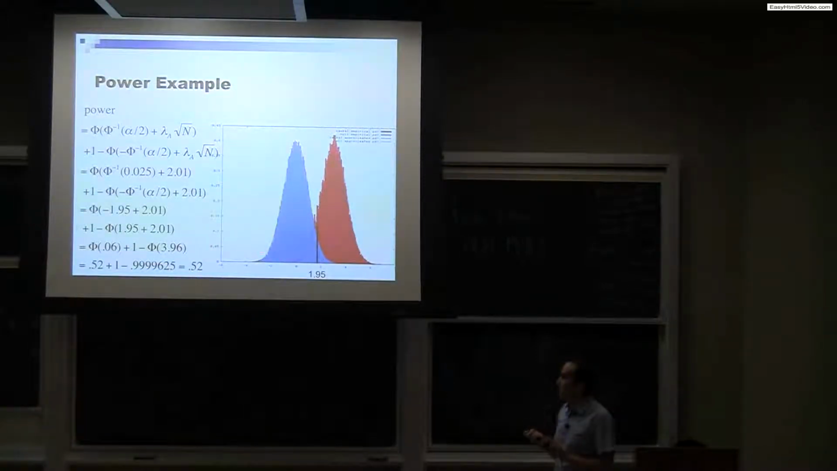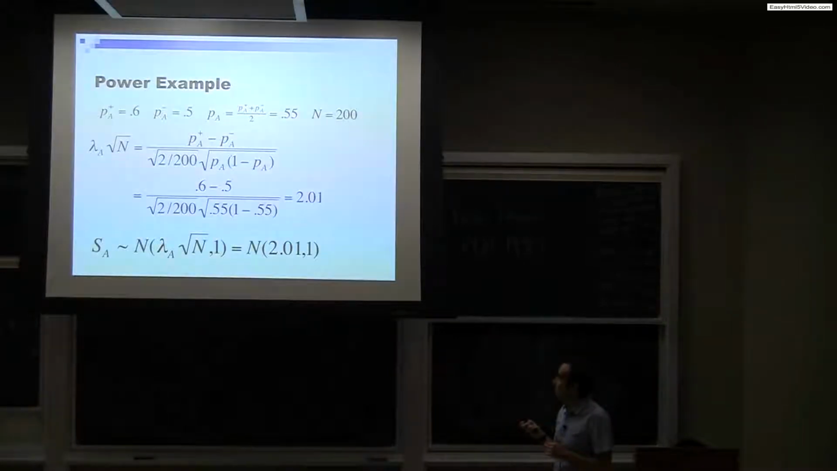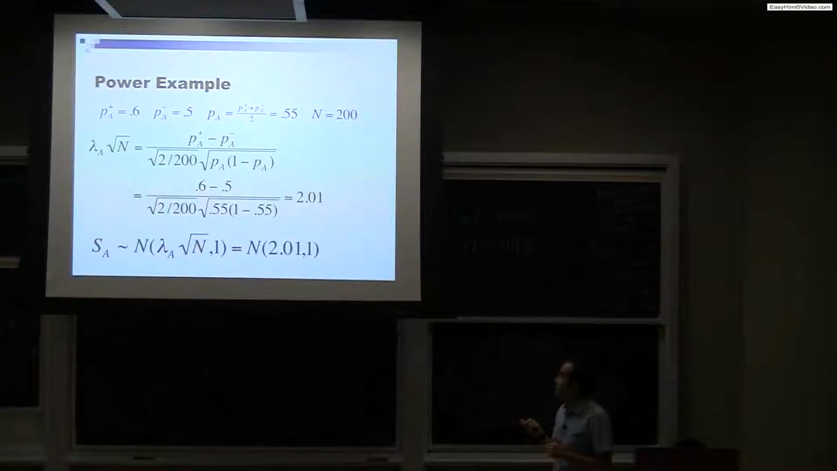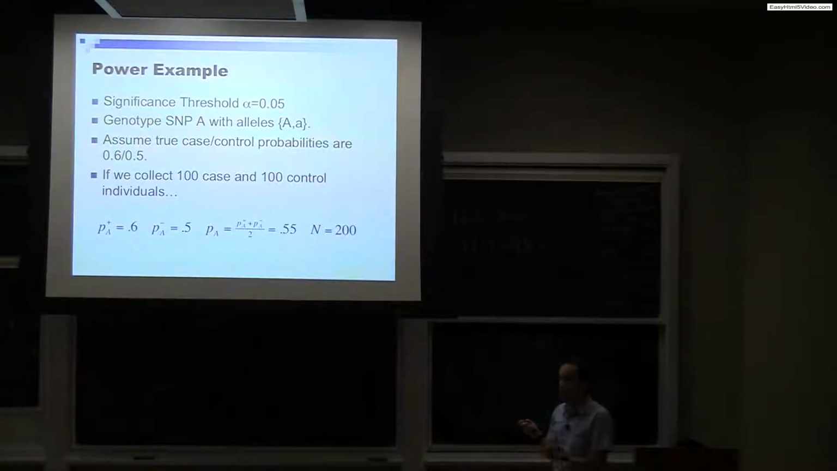So if the power is, so we compute this. Okay, so what's that saying? If we go back to here, that's saying that if we collected 100 cases, 100 controls, the chance of then doing the study, measuring significance, are we significant? That would be about half, 52%.